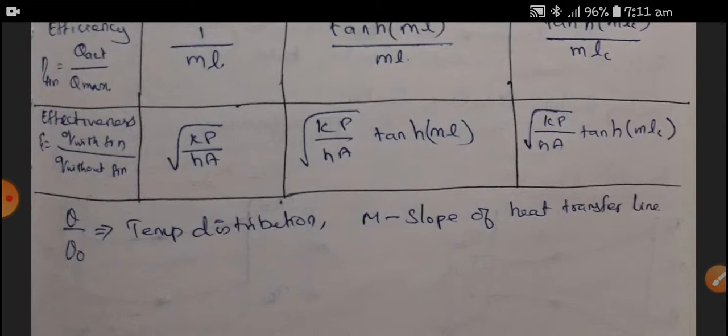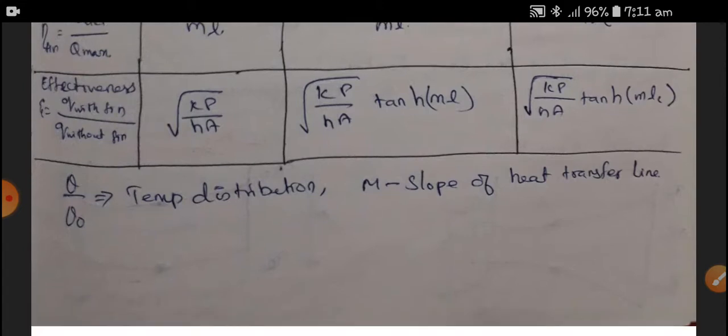So with this, I'm going to complete today's lecture about the fins. I hope I have given enough details about the fins. If I find anything new on the fins, I will give it later. If you have any doubts, please let me know in the comment section. I will put another video for clarifying your doubts.